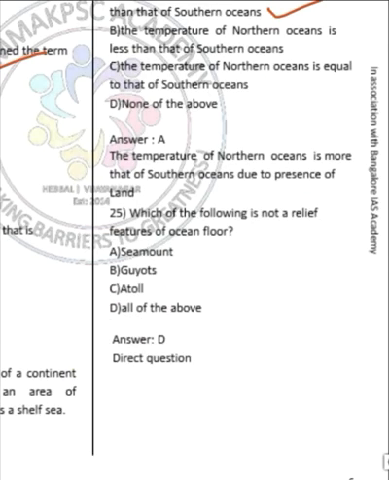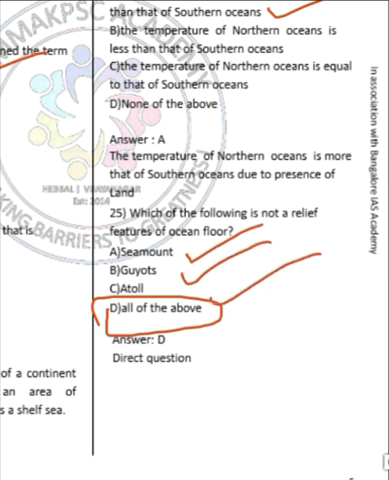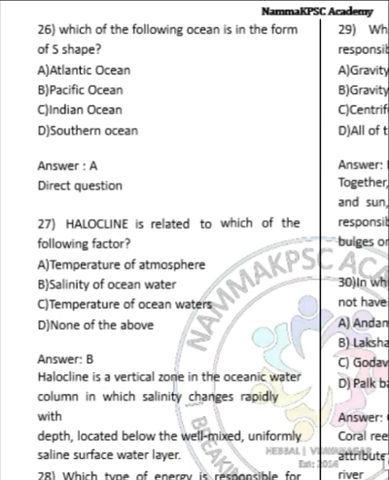Question number 25, it is asking which of the following is not a relief feature of ocean. Correct answer here is option D. So here all the given options are the relief features of the ocean. So you can collect more features about various relief features of ocean floor. Question number 26, it is asking which of the following oceans is in the form of an S shape. Correct answer is option A, Atlantic Ocean, a direct fact.